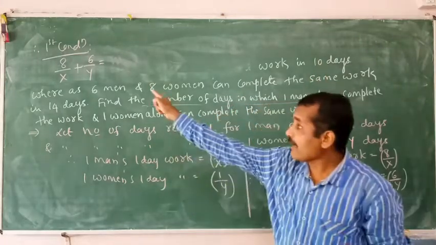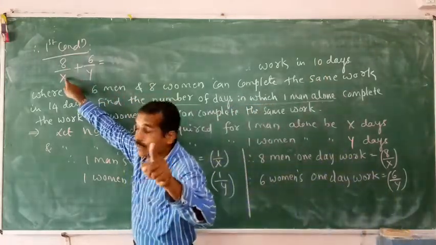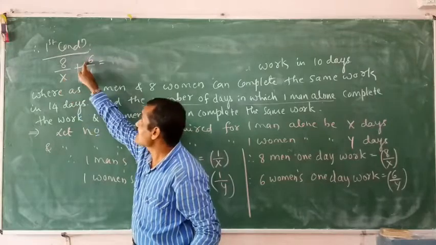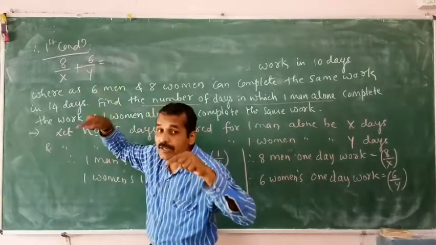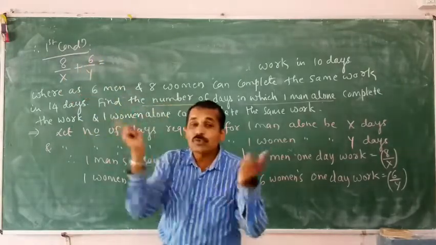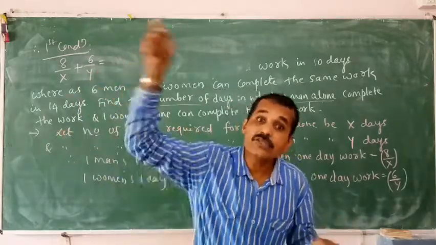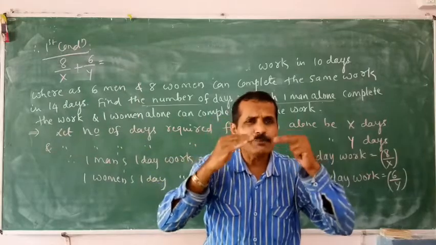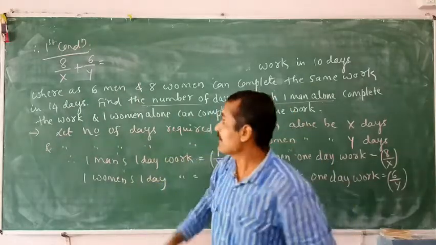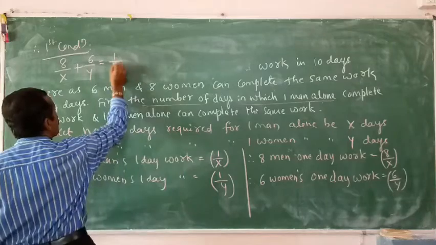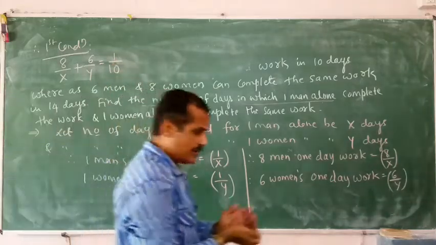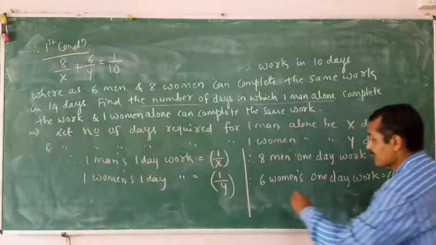See, 8 men's 1 day work, 8 by X. 6 women's 1 day work, 6 by Y. So together they are completing in 10 days. Then whatever together's 1 day work is, that means the entire problem has to be converted for 1 day. I will write is equal to 1 by 10. If you want, I can write it in one sentence.